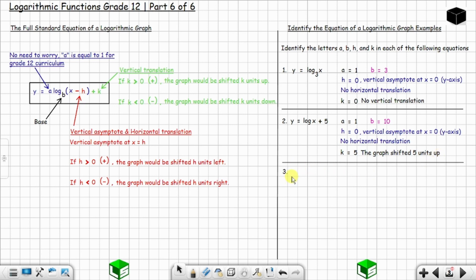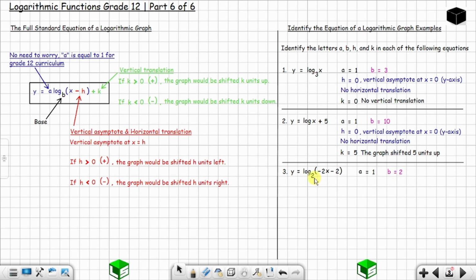Example number 3. You are given y is equal to log of minus 2x minus 2 base 2. What is a equal to? A is equal to 1. There is an invisible 1 there. And what is b equal to? B, your base, is 2.